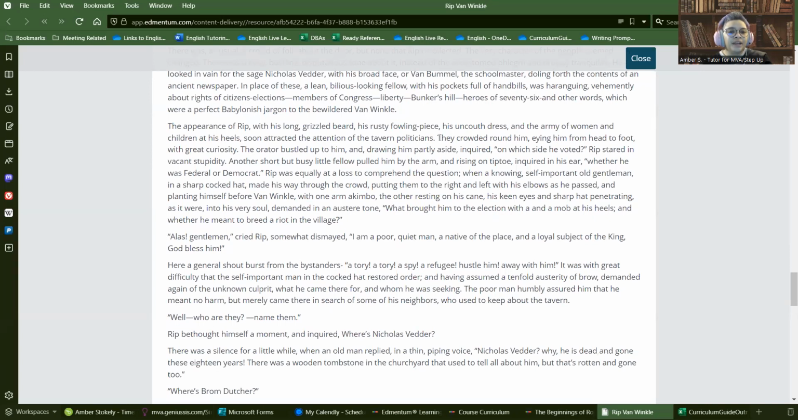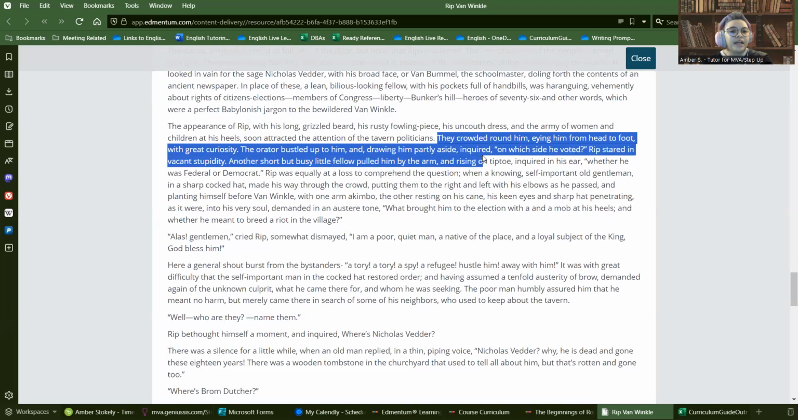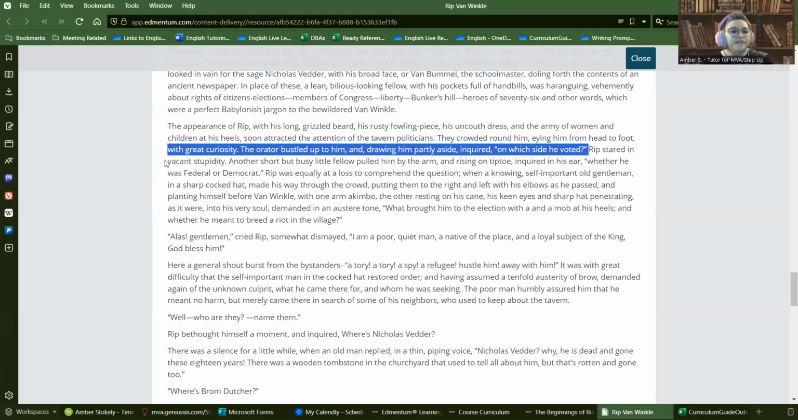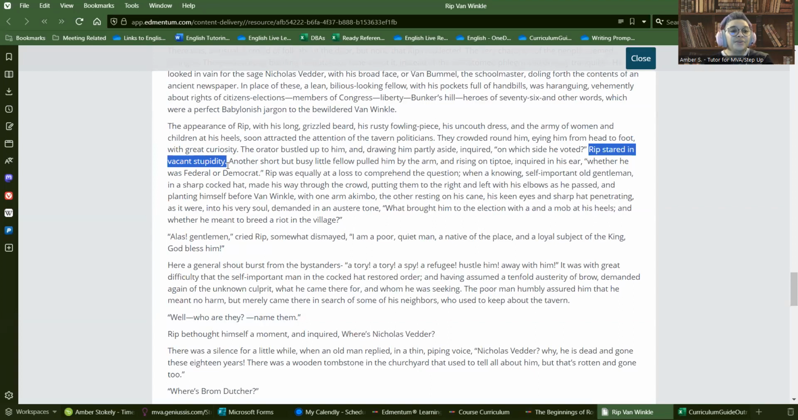So he's easily recognizable now. They crowded round him, eyeing him from head to foot with great curiosity. The orator bustled up to him and, drawing him partly aside, inquired. So that's asking on which side he voted. So they're asking him who did he vote for? Rip stared in vacant stupidity. So he literally doesn't know what they're talking about.